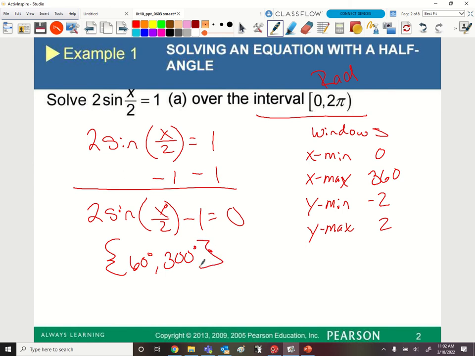But how do I want my answers? In radian, right? Because at the very top it said that I want my answers in radian. So you could either find these on the unit circle or multiply by pi over 180. On the unit circle, 60 degrees is going to be pi over 3, and 300 is 5 pi over 3.